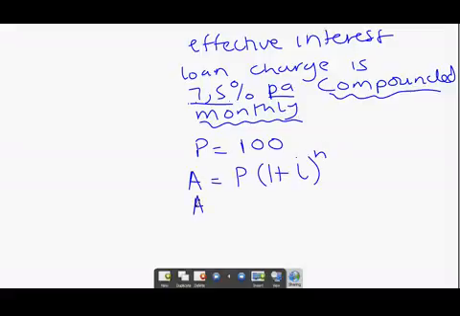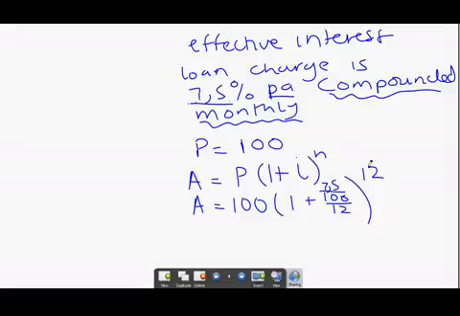Substituting, amount is equal to 100 times 1 plus, remember it's 7.5%, which is 7.5 over 100, but this 7.5% was per annum. It was being compounded monthly. So how many months are there? 12 months. Then we divide this by 12, and now our n is for 1 year, and in 1 year we've got what? 12. Now once you have done that, you can then use your calculator.